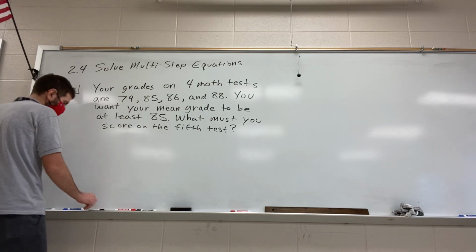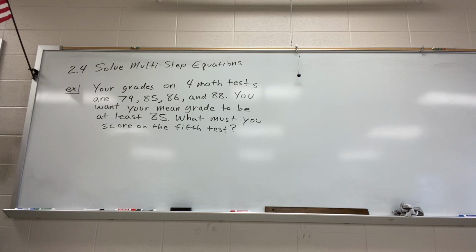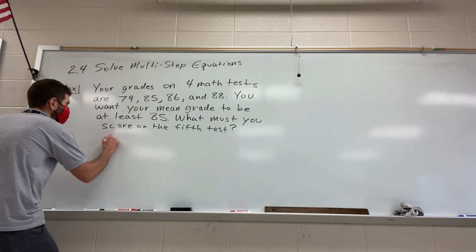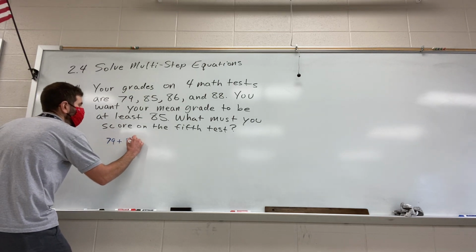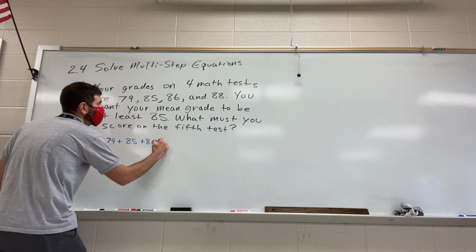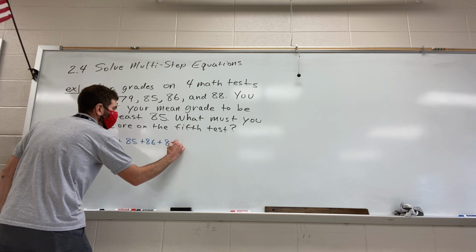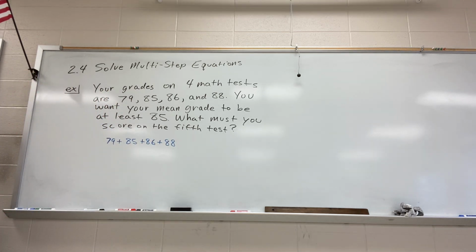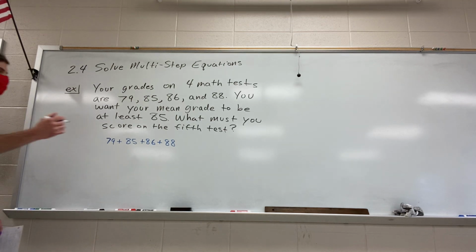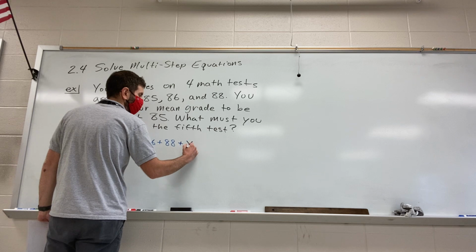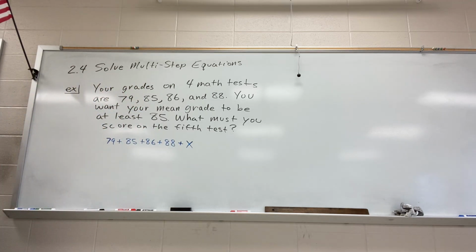Well, so what's going on is they're asking for the mean, which is the average. Did you guys know how to find the average of things? You add them and then divide by how many. Okay, add them and divide by how many there are. So far we've got 79, 85, 86, and 88. But we're going to be taking another test, right? Plus X. We're going to put an X there to represent our 5th test.